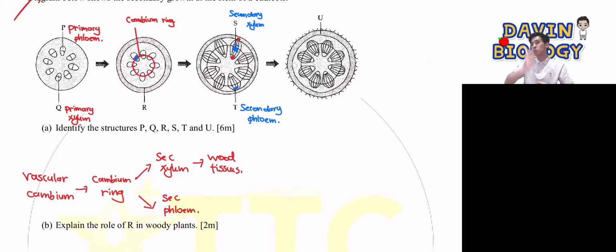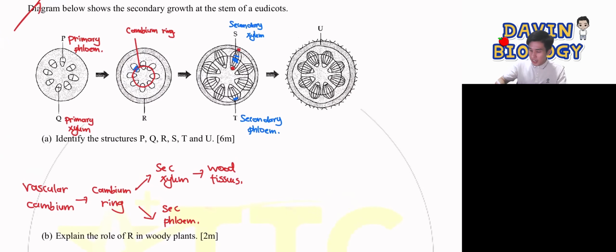That's why, if you remember in this chapter, we did learn that plants that have wood are plants that undergo secondary growth. Plants that don't have wood are usually plants that don't undergo secondary growth. Only through secondary growth can you form wood. For example, grass, paddy, banana plant, all these don't undergo secondary growth because they don't have wood.